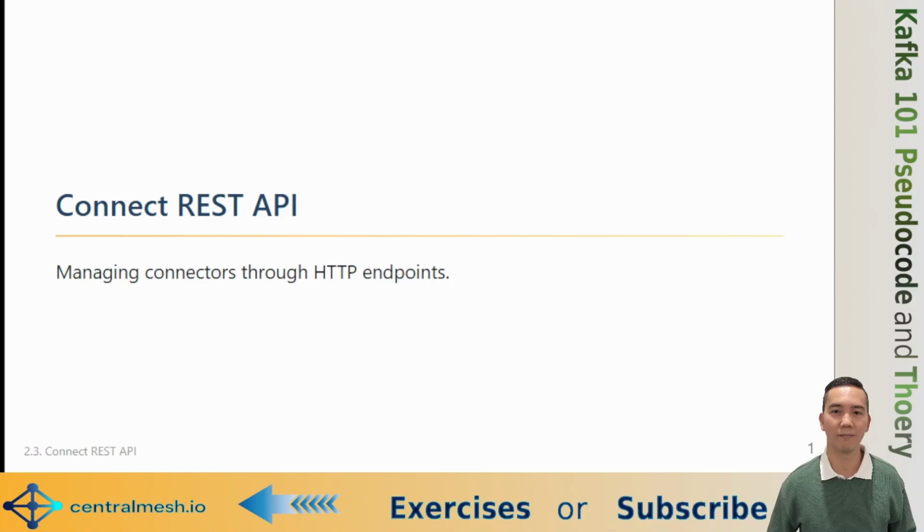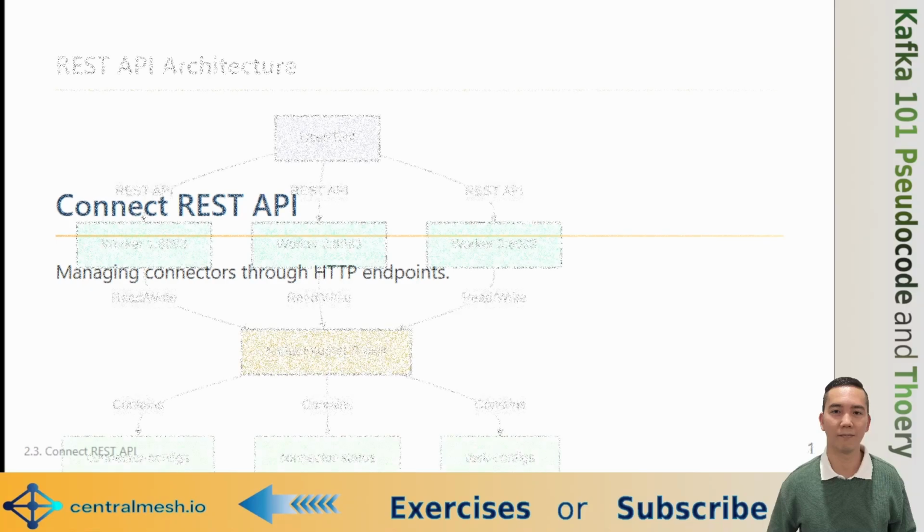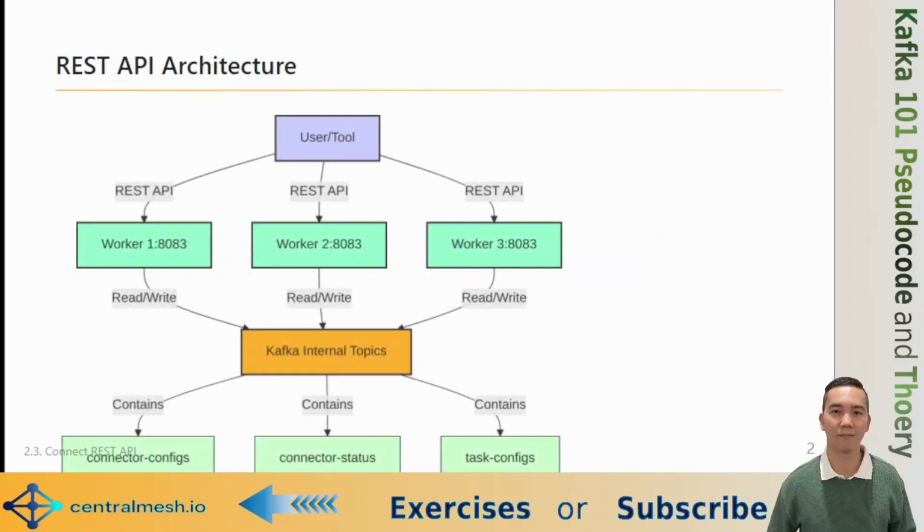Using the REST API, we can create connectors, update configurations, monitor status, pause and resume workloads, and troubleshoot issues while the cluster continues running. In this diagram, we can see how the REST API works in a distributed Kafka Connect cluster. Notice that every worker exposes the same REST API endpoint. The user, automation tool, monitoring system, or CI/CD pipeline can send requests to any worker in the cluster.